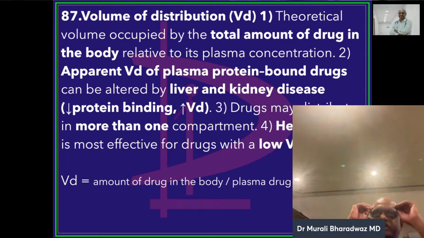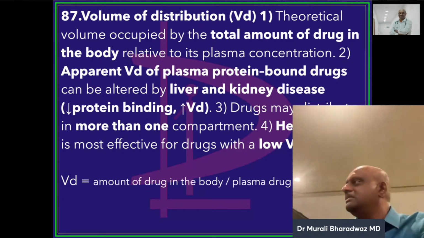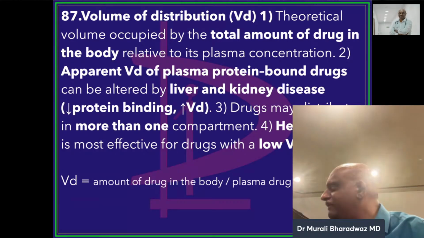Then comes volume of distribution. What is the meaning of volume of distribution? It is the total amount of the drug in the body relative to plasma concentration. A drug has two choices: stay inside the blood vessel, or go around all tissues wherever.